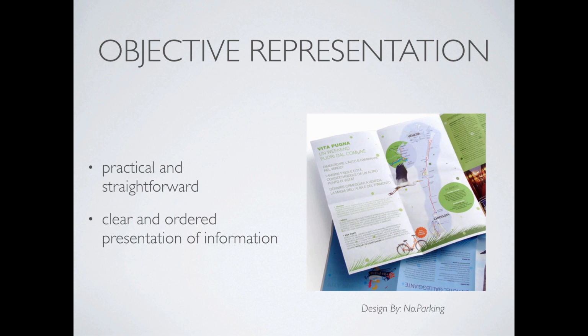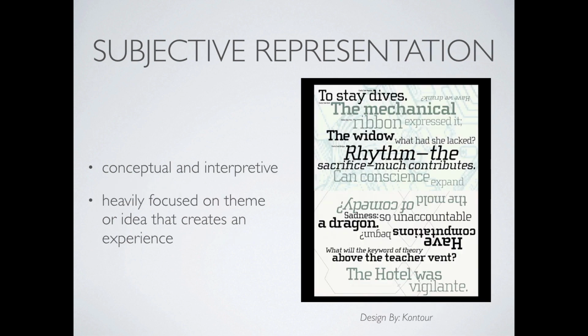Objective representation: this is clear, straightforward, establishes a hierarchy, and gives an easy presentation of information. So we've thought about the fonts, and it's easy to distinguish what's important, etc. We'll talk a lot more about this next class. Subjective representation: this is the conceptual or interpretive. This is not quite as straightforward, heavily focused on an idea, creating some kind of an experience in the reading. Again, we'll talk about both of these in a lot more detail next class.